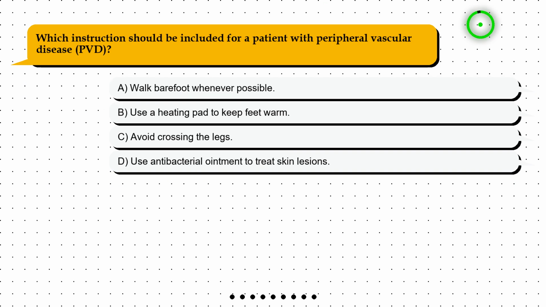Question 6. Which instruction should be included for a patient with peripheral vascular disease, PVD? Option A. Walk barefoot whenever possible. Option B. Use a heating pad to keep feet warm. Option C. Avoid crossing the legs. Option D. Use antibacterial ointment to treat skin lesions.